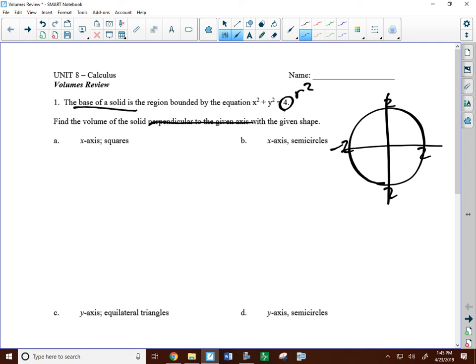Find the volume of the solid perpendicular to the given axis with the given shape. So A, we got x-axis. These are dx questions. You can even go ahead and fill these all out. Any x-axis is a dx, any y-axis is a dy, perpendicular to those axes.